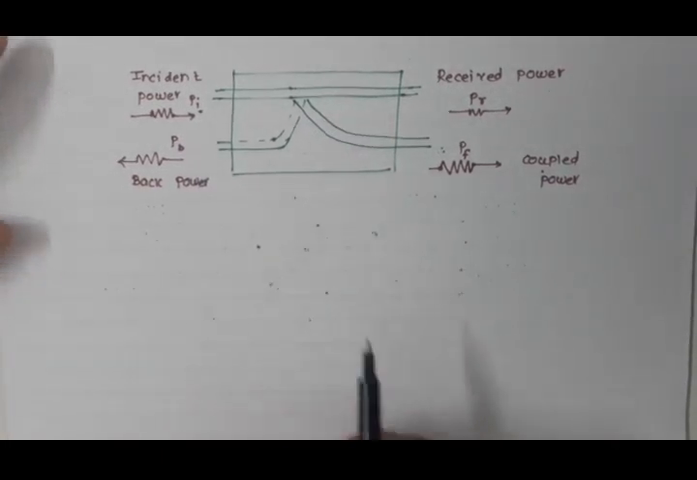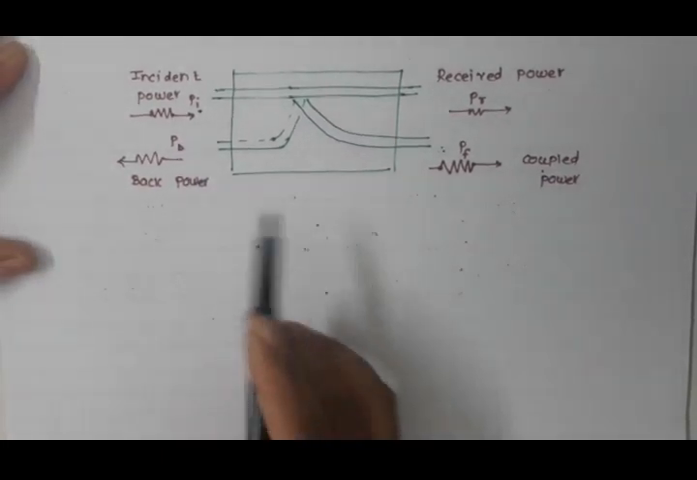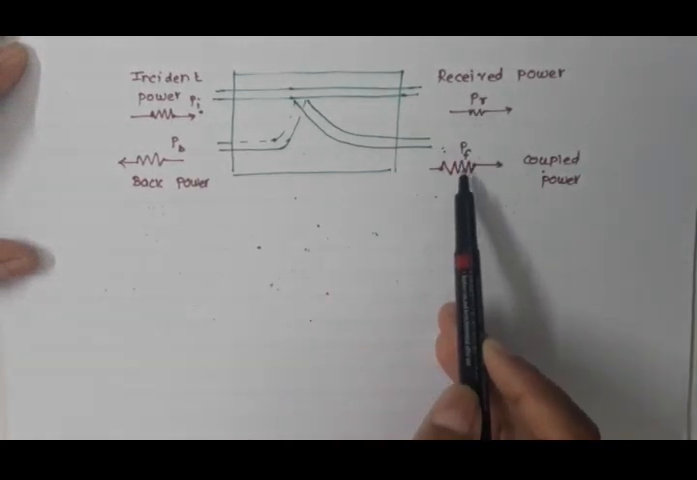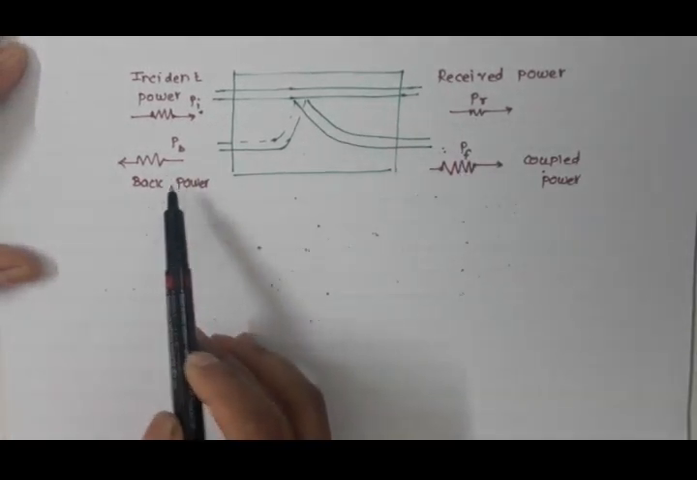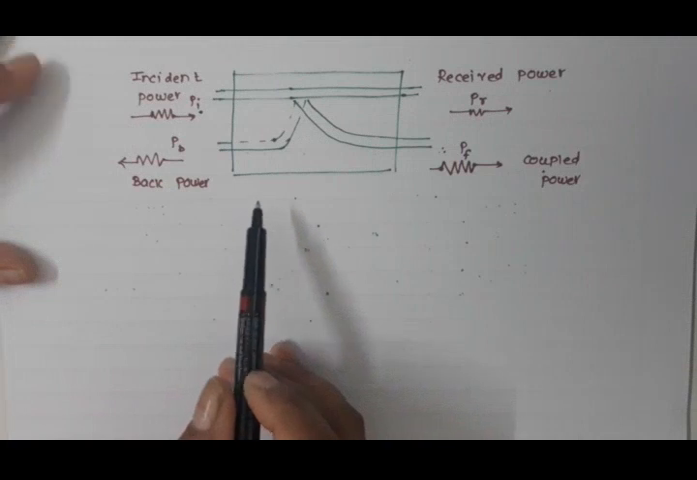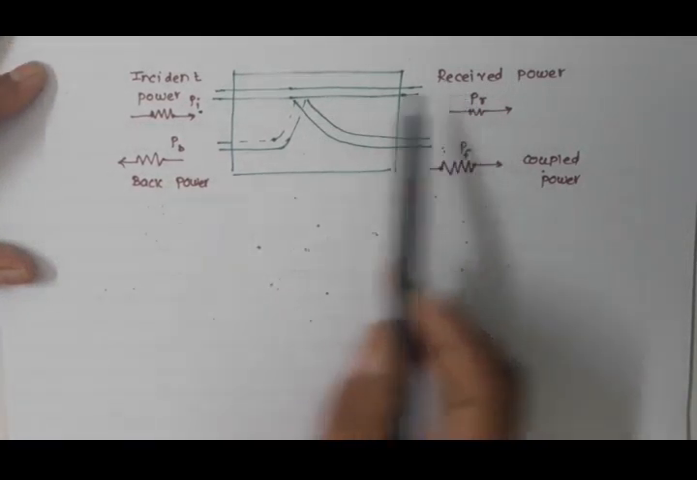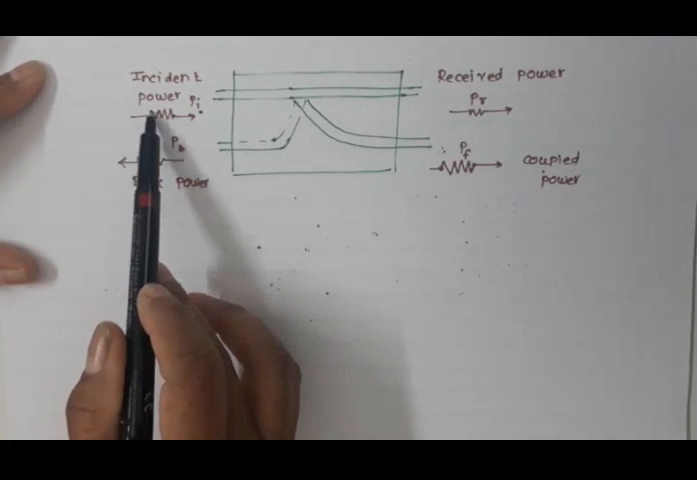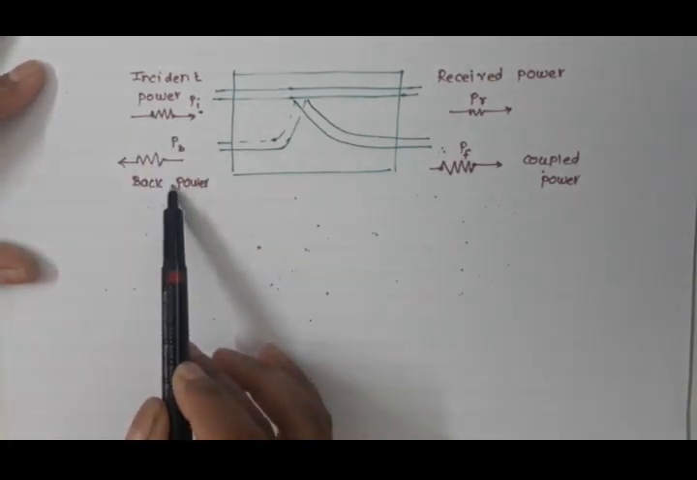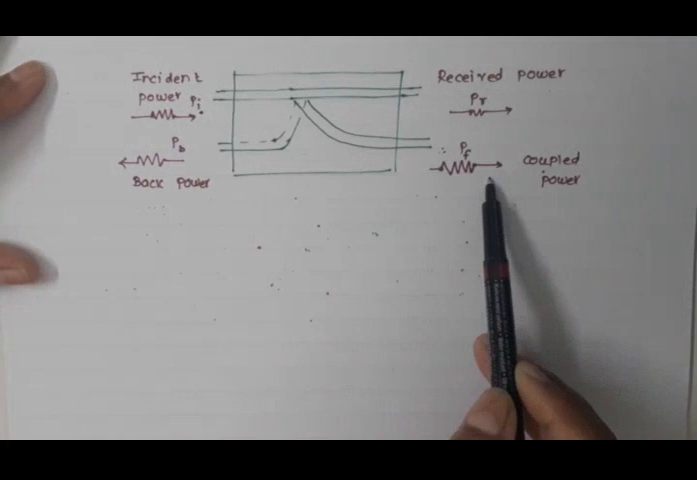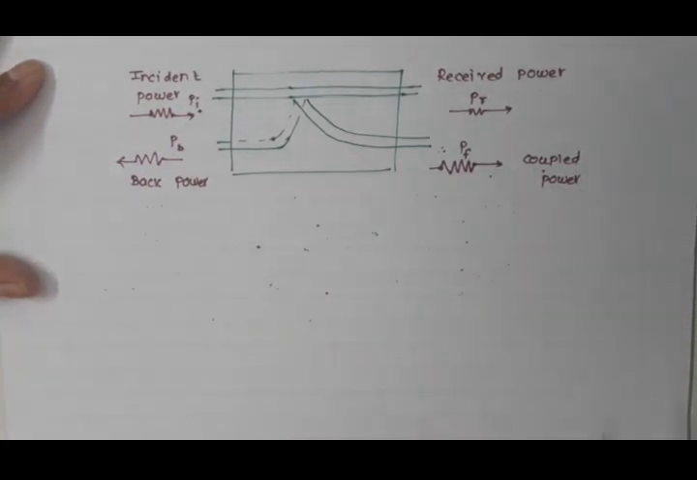So here we are going to divide our powers into four: incident power, received power, forward power and back power. Suppose we are talking about the bidirectional coupler, and you give the power to port number 2. It will become the incident power, this will become the received power, your port 3 power will be the forward power, and this will be the back power. So this is all about the bidirectional coupler.